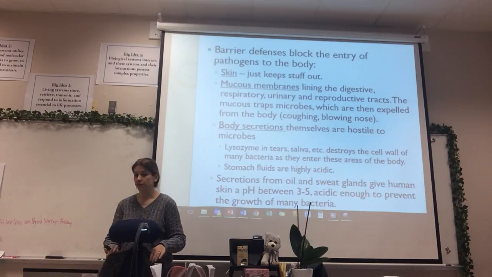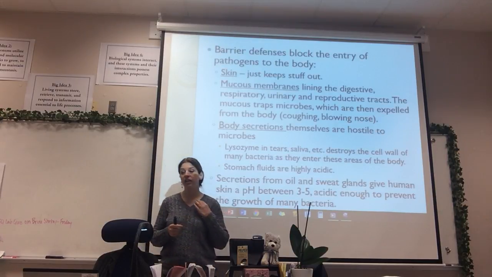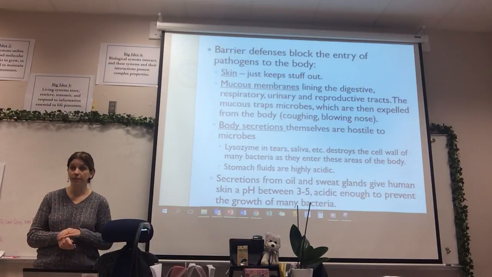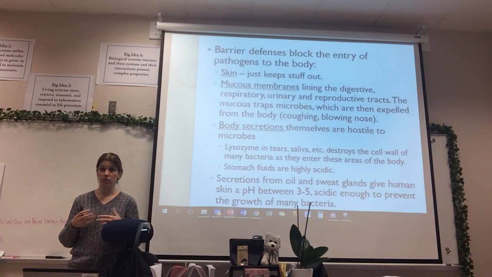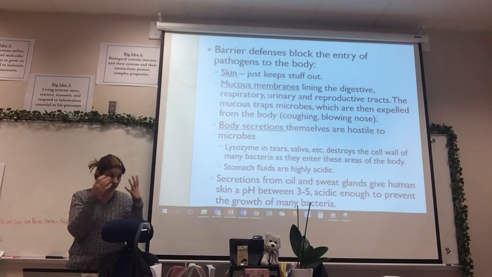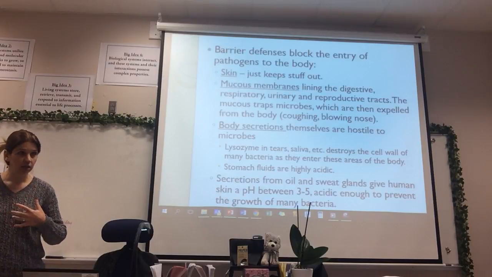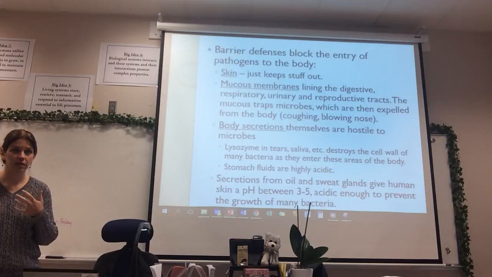Barrier defenses first. Remember, the first goal of your immune system is to keep stuff out. So the barrier defenses will block the entry of pathogens to the body. So first thing, skin. A complete skin is the best thing to keep stuff out. But then, because you have to do things like eat and drink and breathe, any of those access points that you have, most of which are in your face, secrete fluid. Lots and lots of fluid. Sometimes more than others. Why?